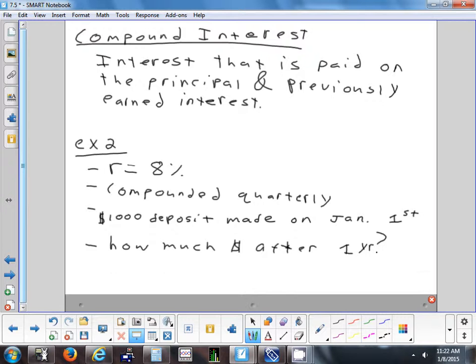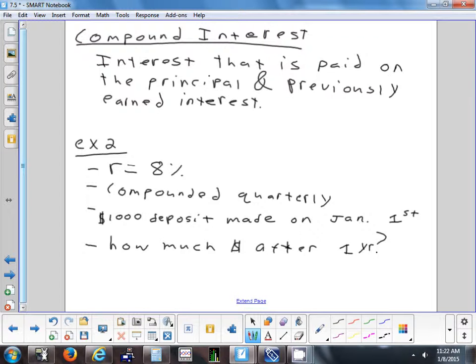Okay, so let's try to do this one. We've got a rate of 8%. We're making a $1,000 deposit on January 1st. I want to know how much money I'm going to have after a year. Now, the one thing we have to take into account when we deal with compound interest is how often they compound it.